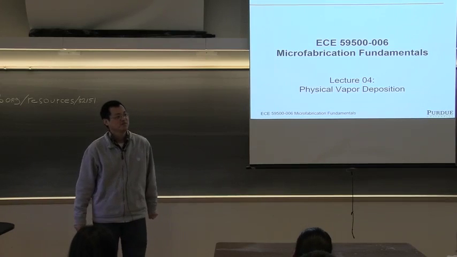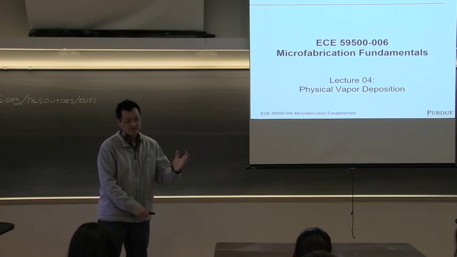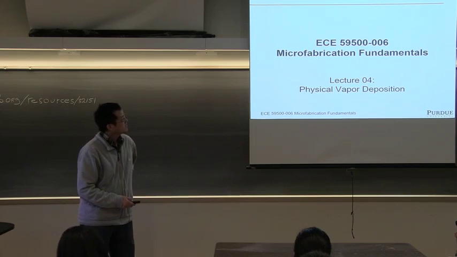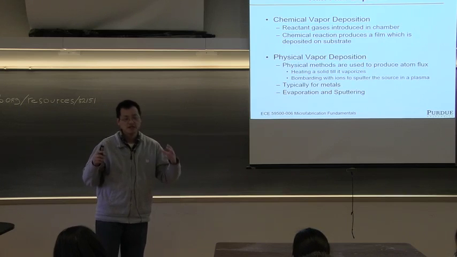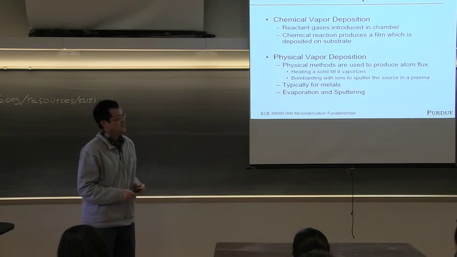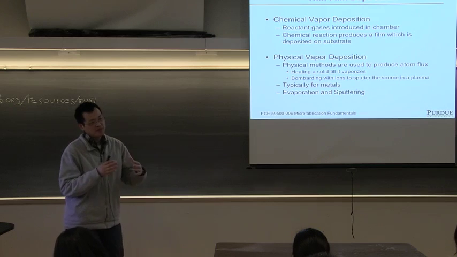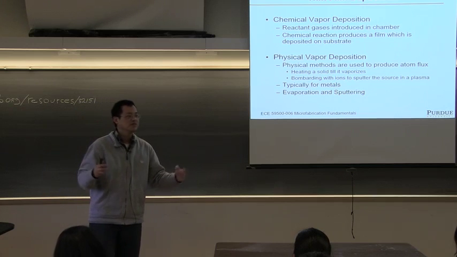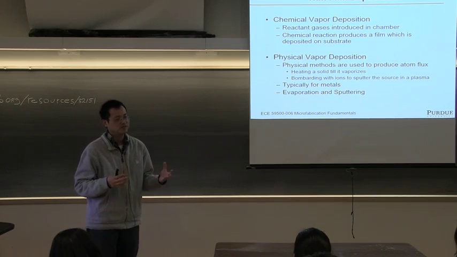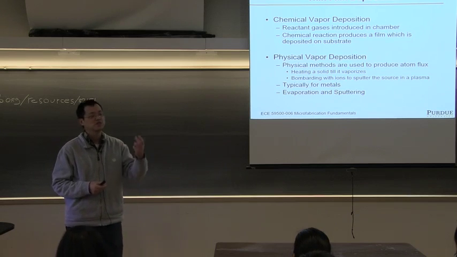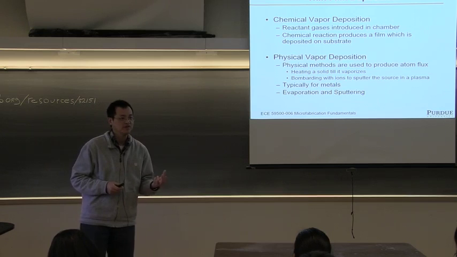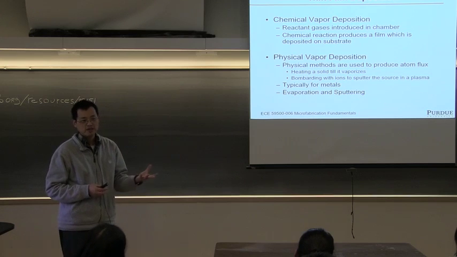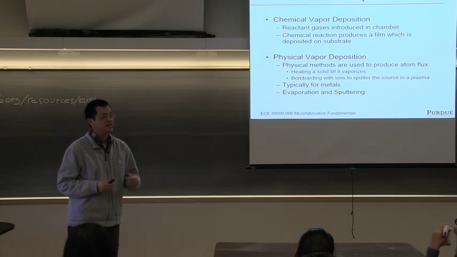Good afternoon. We're going to start the discussion of physical vapor deposition for this lecture. Let me first give you a very broad picture of how we can do thin film deposition. Normally, this is the first step if you want to do anything on the silicon substrate, right? Unless you want to etch into the silicon substrate itself, you want to deposit something, for example, an oxide layer or metal layer, before you do any patterning.